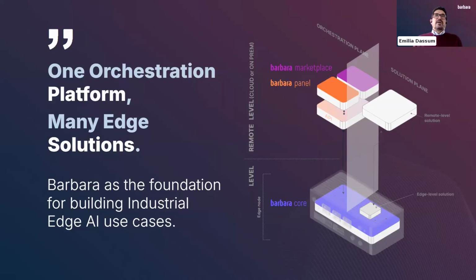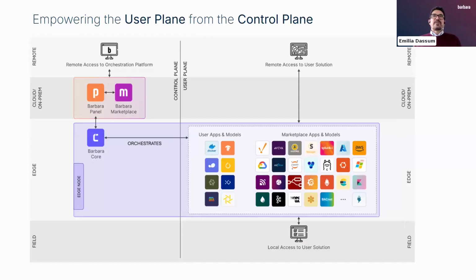Okay. We have this other diagram that also helps you understand how everything is working. Okay, we have here a Barbara Edge node. This blue box is the Barbara Edge node. It is running the Barbara core, which is orchestrating all these applications that can be deployed in this Edge node remotely. Okay, so we will use Panel, we will use Marketplace. We can access both platforms through a browser, okay? So we can remotely access Panel or Marketplace, and this way we can send commands to this edge node to orchestrate all this kind of application.